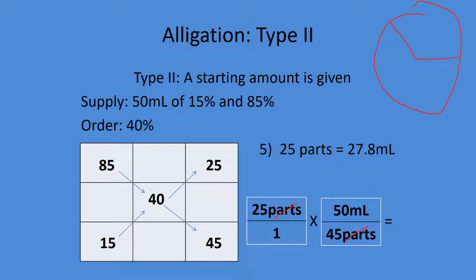So let's draw this out. So we had 25 parts. We had 45 parts here. We know that this 45 parts must equal 50 mLs. And we just solved that this is about 28 mLs. So the total volume that we can make is 78 mLs.